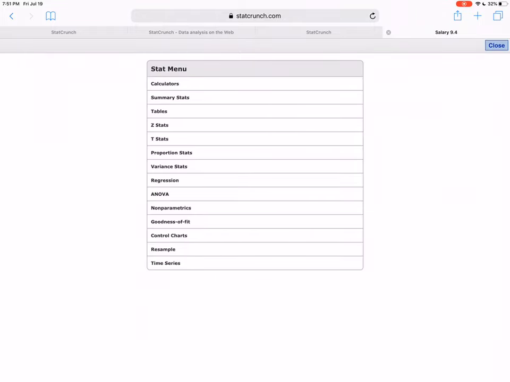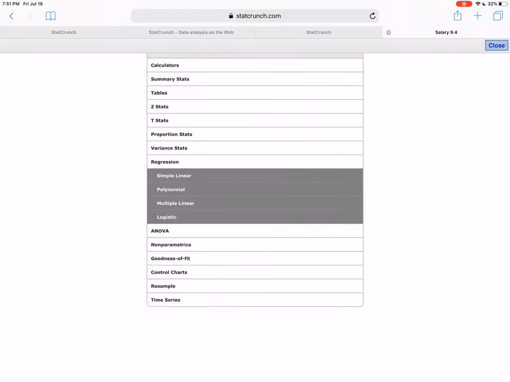Under your stat menu, you've spent a lot of time here, you're going to see a section labeled regression. All right, so I'm going to go to regression. And because I have more than one x variable, all right, one x variable is simple linear regression, because I have more than one x variable, I'm going to go to multiple linear regression.